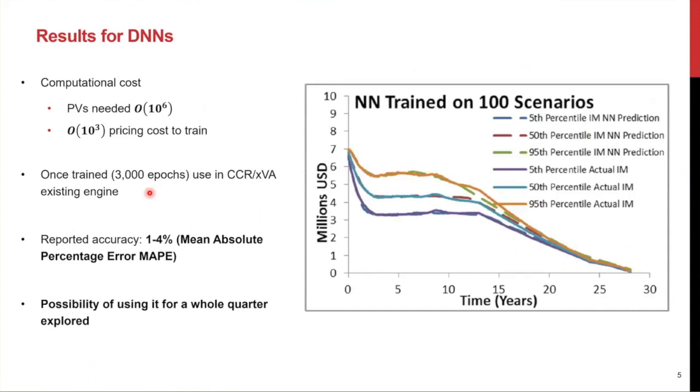And the reported accuracy that they give is between 1 and 4%, which is not bad. Now, notice one thing. This is the mean absolute percentage error. This is the loss function that was used for training, and hence that's why they report the accuracy with this metric. Now, usually we prefer to report the accuracy in terms of the maximum error. We would expect the maximum error to be higher than this 4%, definitely.